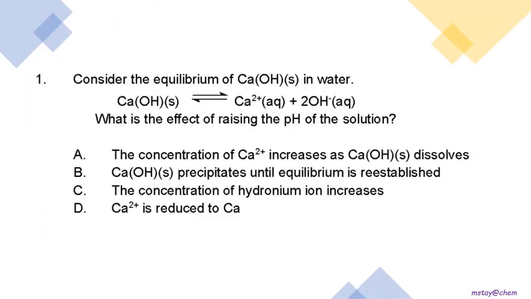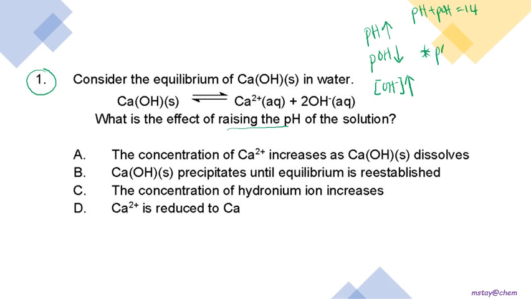Let's continue with objective question number 1. Consider the equilibrium of calcium hydroxide in water. What is the effect of raising the pH of the solution? As we know, once the pH value increases, the pOH value is going to decrease, due to pH plus pOH equal to 14. Once pOH decreases, the concentration of OH- is increased. If you roughly calculate based on the formula, pOH equals negative log of OH-.